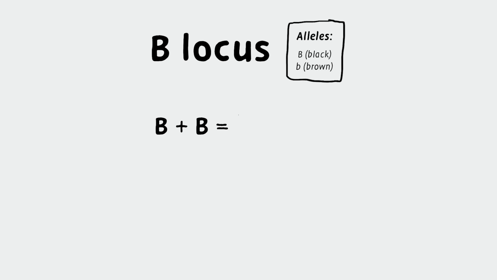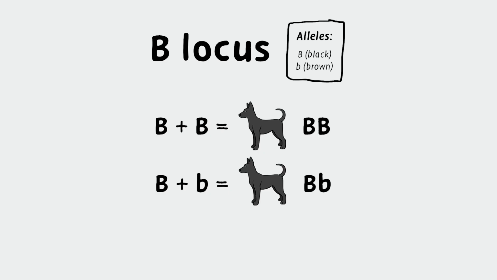Black, black. A dog with this genotype will obviously be black. Black, brown. Though there's one of each gene, the more dominant one, black, will overpower the other, and the dog will still have a black coat, though its genotype, its genetic details, will be different. Brown, brown. Here we have two recessive genes, which finally allows brown to be expressed. This is the dog that will actually be brown and not black.